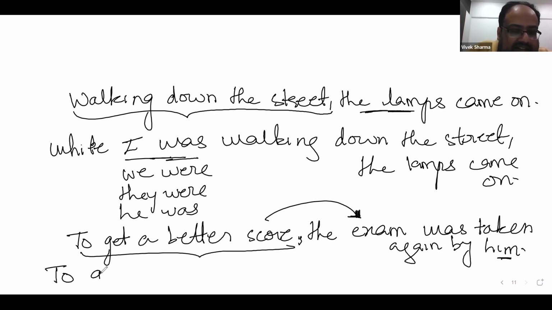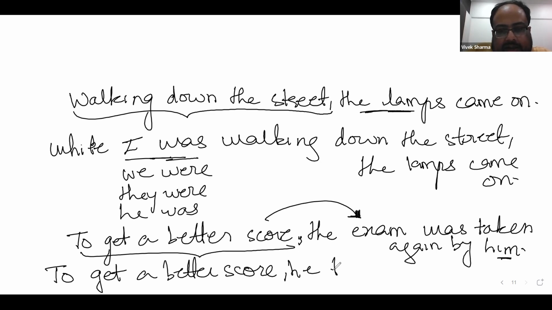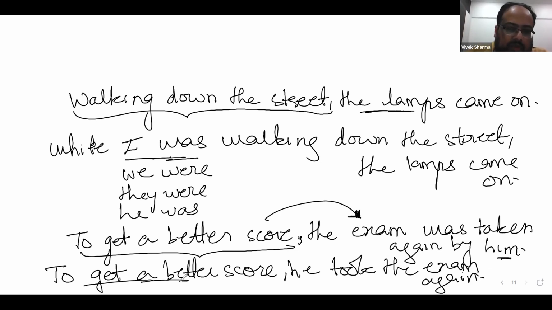So if I want to correct the sentence, I'll say, to get a better score, he took the exam again, right? To get a better score, he took the exam again. So now the modifier is placed next to the correct subject, right? These are all examples of dangling modifiers, right? This is again an example of a dangling modifier. So when I say dangling modifier, the original sentence had a dangling modifier, right? Here also the original sentence had a dangling modifier. The next sentences are the corrected sentences.